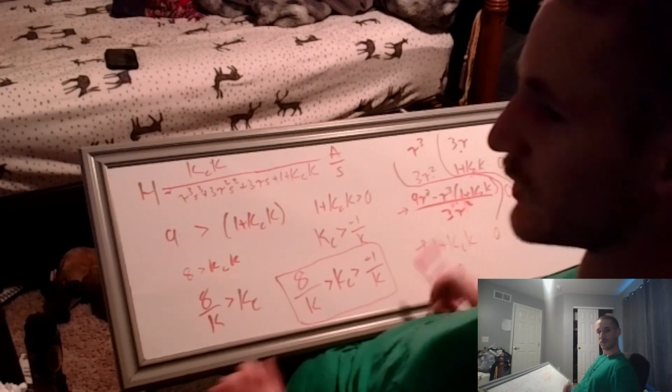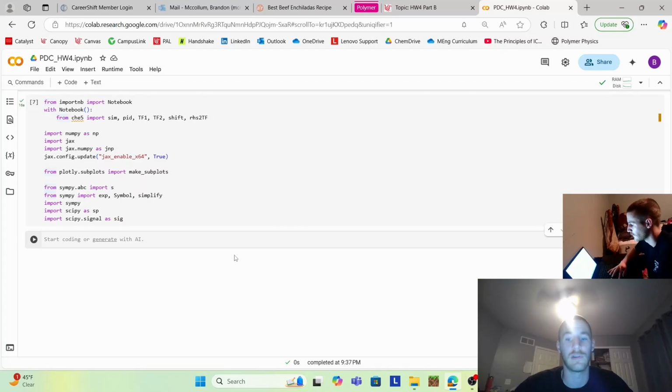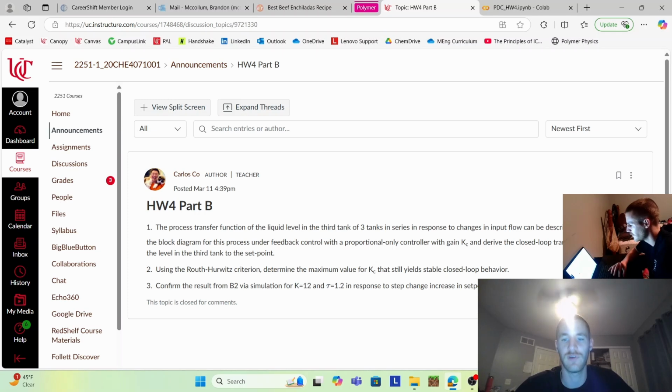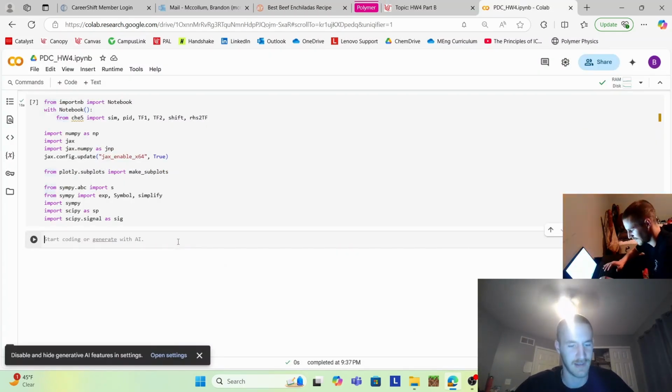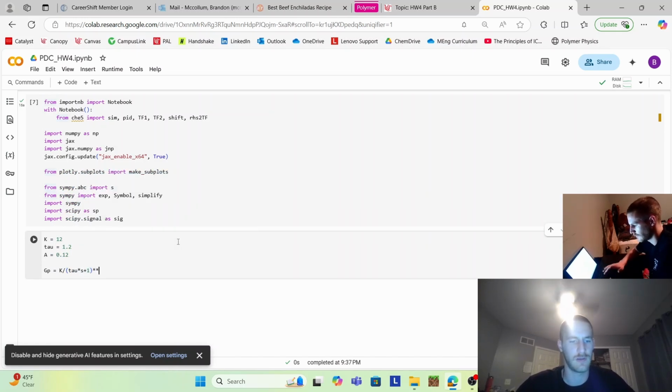Now, to prove this, I'm going to head on over to Python and code this up. Right, here I am in Python, and what we'll be doing is testing out this Routh-Hurwitz criterion that we just derived for K equals 12 and tau 1.2 with a change in set point of 0.12. So we'll have K equals 12, tau equals 1.2, A equals 0.12. Now our GP, that's K over tau times s plus 1, cubed.